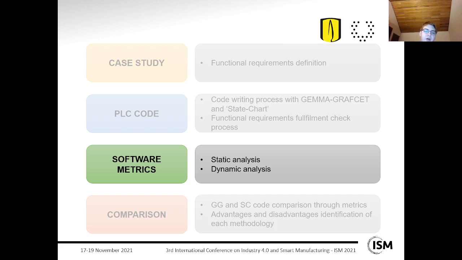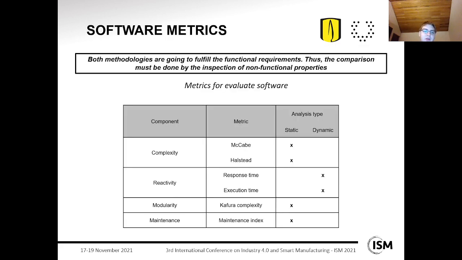So when we have all the process of the simulation and the mathematical model and the PLC code, we have to establish which metrics we are going to use. We establish 4 components: complexity, reactivity, modularity, and maintenance, and divide into 2 types of analysis: statics and dynamics. The complexity is going to be evaluated through McCabe and Halstead. McCabe evaluates the ways the code could have. Meanwhile, Halstead evaluates the structure, and both correspond to a static analysis.